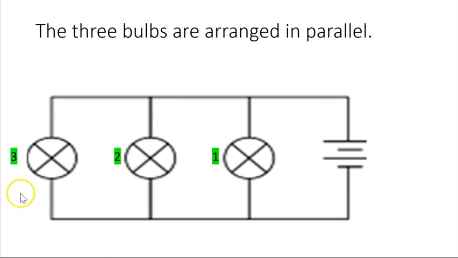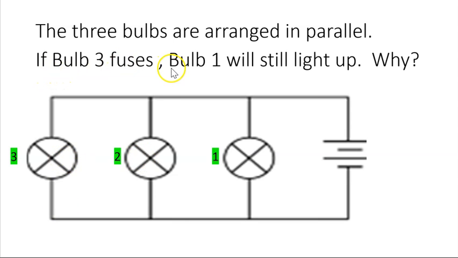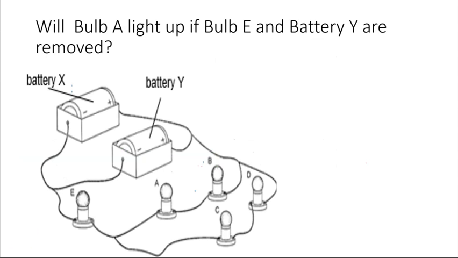Now, let's take a look at this circuit. The 3 bulbs are arranged in parallel. If bulb 3 fuses, bulb 1 will still light up. Why? Trace the path and discover the answer for yourself. Let's now move on to a more difficult question.